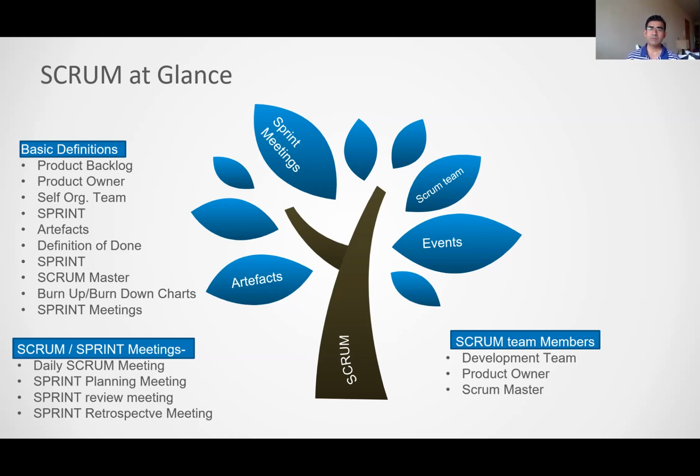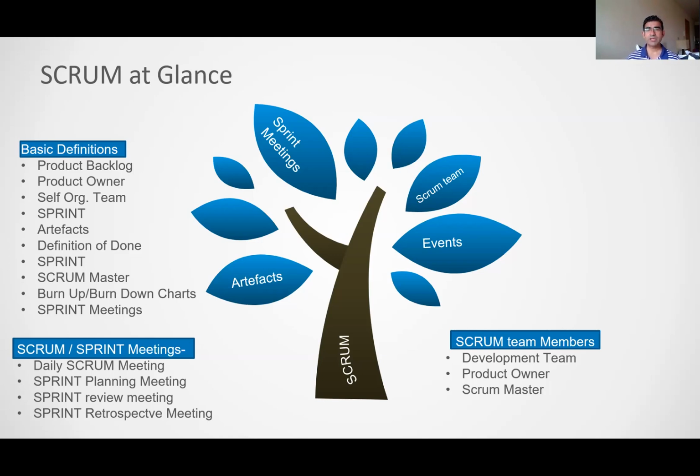Next is artifacts. Artifacts is something about, you can say, various documentation. It could be the product backlog. It could be the definition of done. It could be the sprint backlog. So anything that needs to be worked on, a list of that is a part of artifacts.